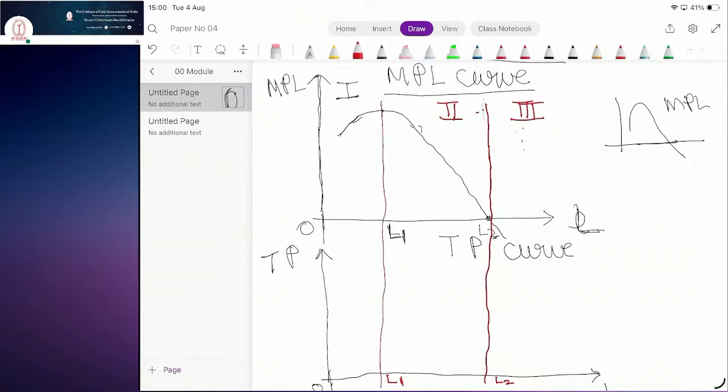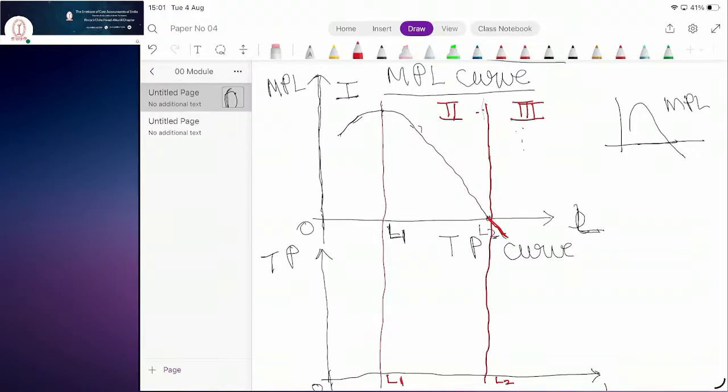Okay, so have you got the three regions? What are the three regions? The first region is when marginal product is increasing. The second region is where marginal product is decreasing, and the third is the region where marginal product has become negative. It has gone below the x-axis. So these are our three regions. Correspondingly, let us now draw the total product curve and see how it will behave.